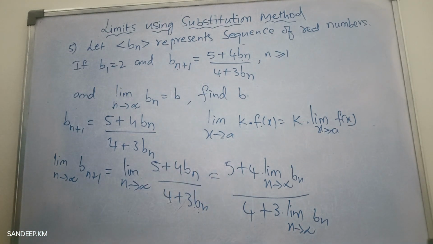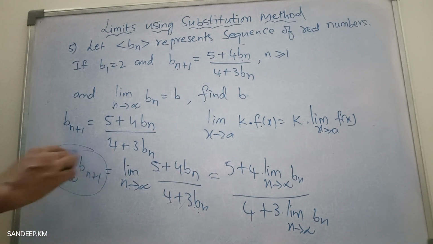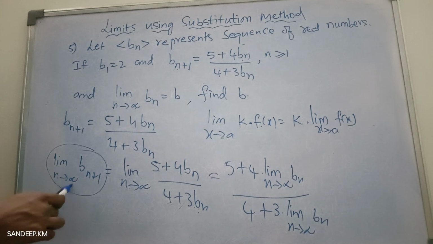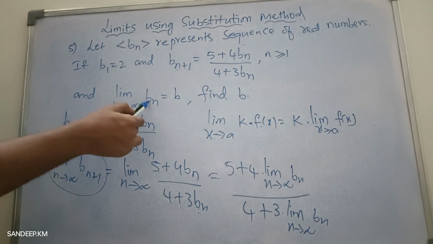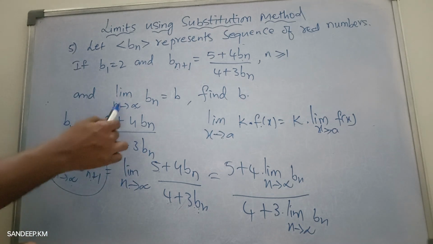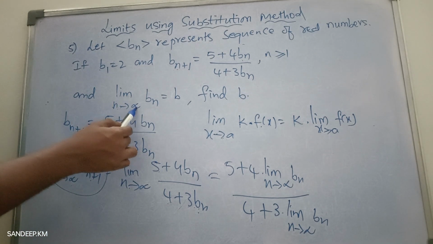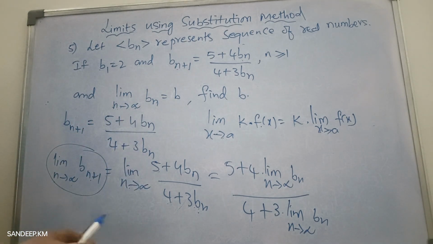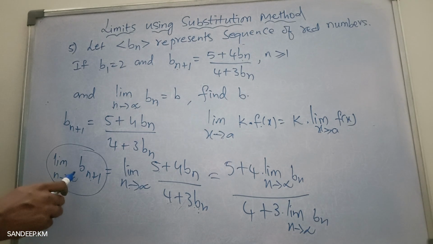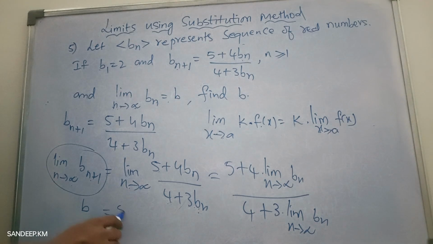Now dear students, I told you that limit n approaches infinity b suffix n plus 1 is the same as limit n approaches infinity bn. Both are the same only, because when n approaches infinity, n and n plus 1 are both the same. So therefore dear students, this value is b equal to 5 plus 4b whole divided by 4 plus 3b. Now if you cross multiply this and simplify, you will get the value of b.